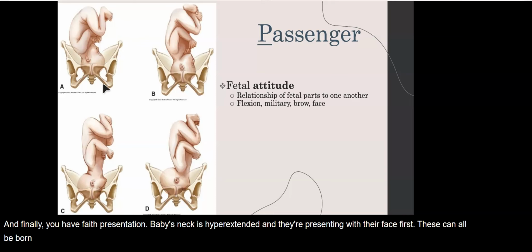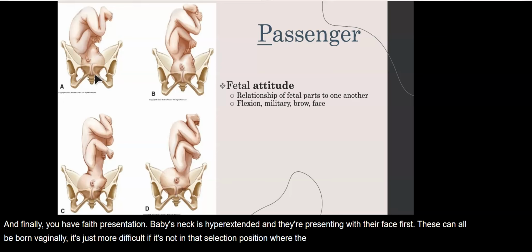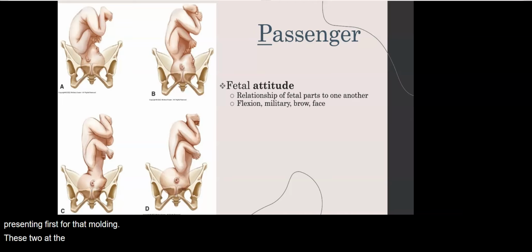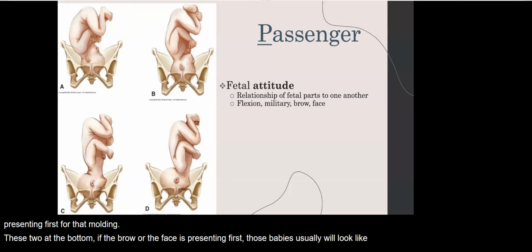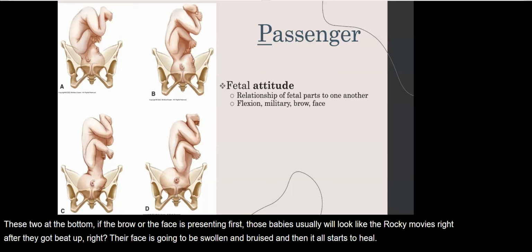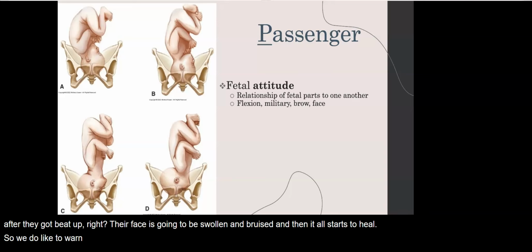It's just more difficult if it's not in that flexion position where the occiput or the back of the head is presenting first for that molding. These two at the bottom, if the brow or the face is presenting first, those babies usually will look like the Rocky movies, right? After they got beat up, right? Their face is going to be swollen and bruised, and then it'll start to heal. So we do like to warn our patients that they might have a little bruising with birth.